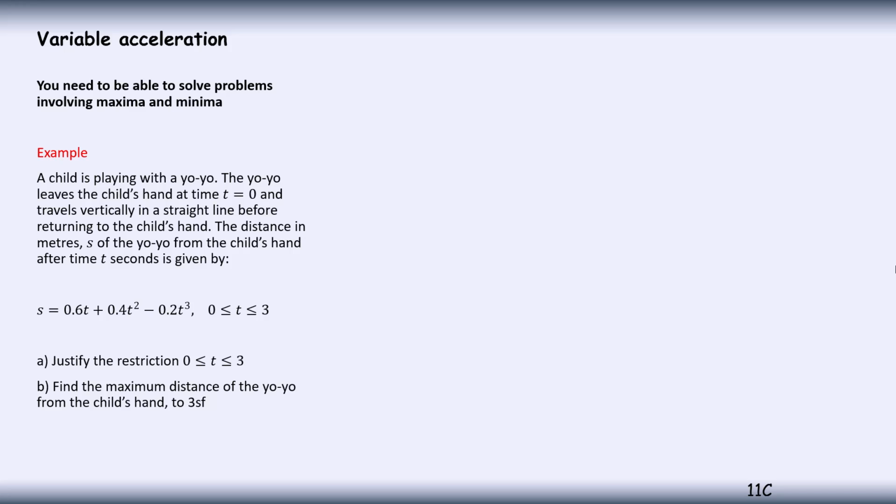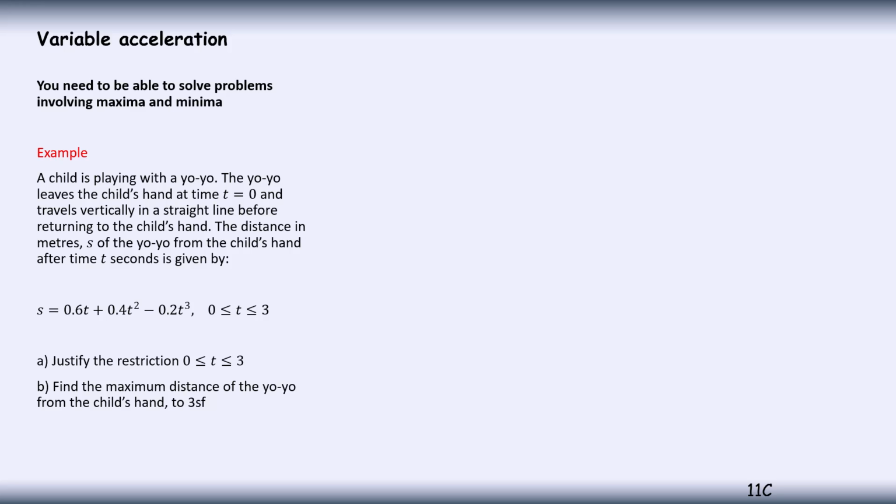Okay, so here's our example. Child's playing with a yo-yo. The yo-yo leaves the child's hand at time t equals 0, travels vertically before returning to the child's hand. The distance s of the yo-yo from the child's hand is given by this formula: s equals 0.6t plus 0.4t squared minus 0.2t cubed, and t is between 0 and 3 seconds.